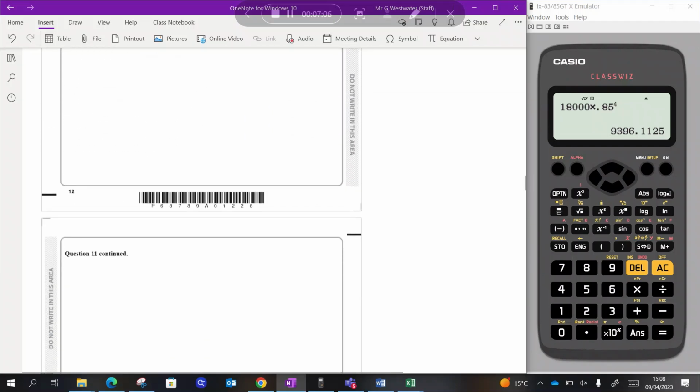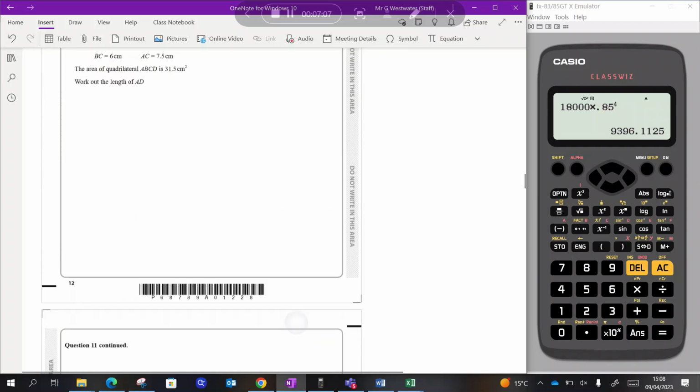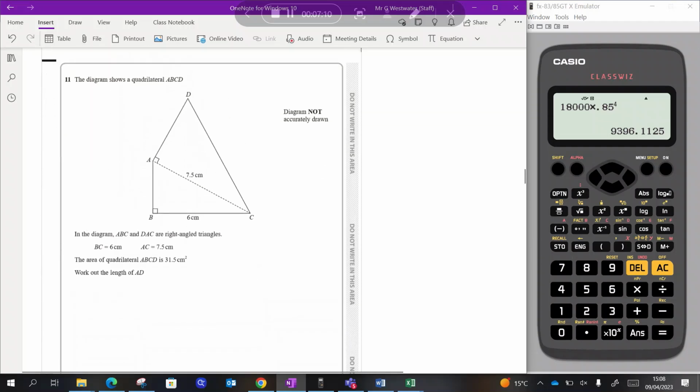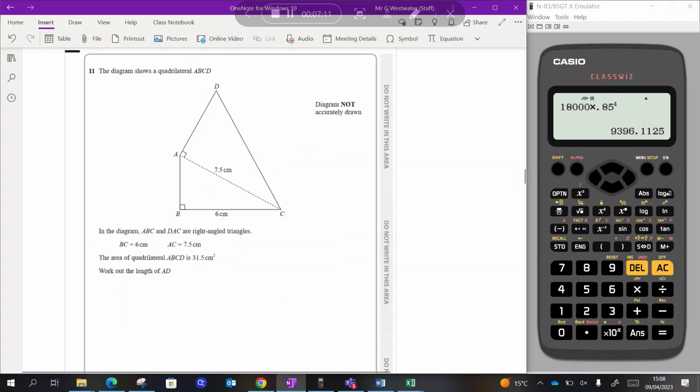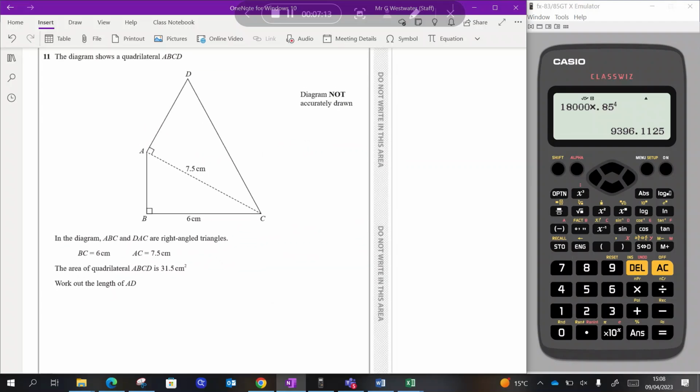On to question 11. Now this was quite a big one. It was worth 6 marks and generally answered quite well. So let's see how we get on with it. The diagram shows a quadrilateral ABCD. In the diagram, ABC and DAC are right-angled triangles, with BC being 6 and AC being 7.5. The area of the whole thing is 31.5 centimeters squared. Work out the length of AD.